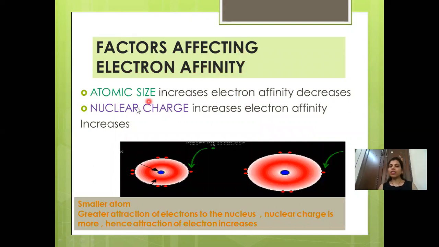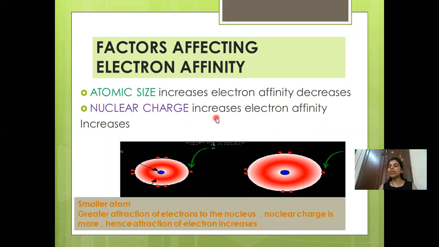what are the factors that affect the electron affinity. Factors that affect the electron affinity: one is the atomic size and the other is the nuclear charge. Here in the picture you can see that I have shown two elements. One is smaller and the other one has more number of orbits, so the atomic size is greater. Now, the more the atomic size, how is it going to affect the electron affinity?